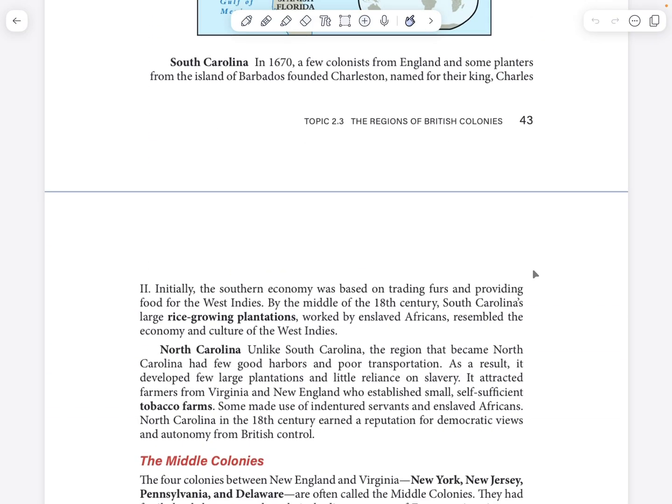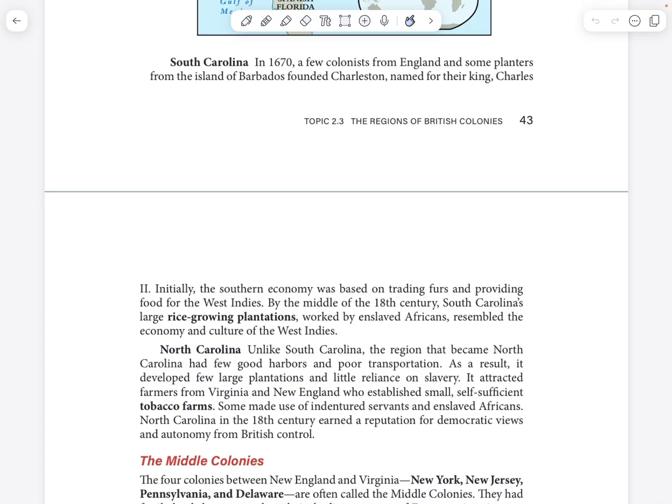South Carolina. In 1670, a few colonists from England and some planters from the island of Barbados founded Charleston, named for King Charles II. Initially, the southern economy was based on trading furs and providing food for the West Indies. By the middle of the 18th century, South Carolina's large rice-growing plantations, worked by enslaved Africans, resembled the economy and culture of the West Indies.